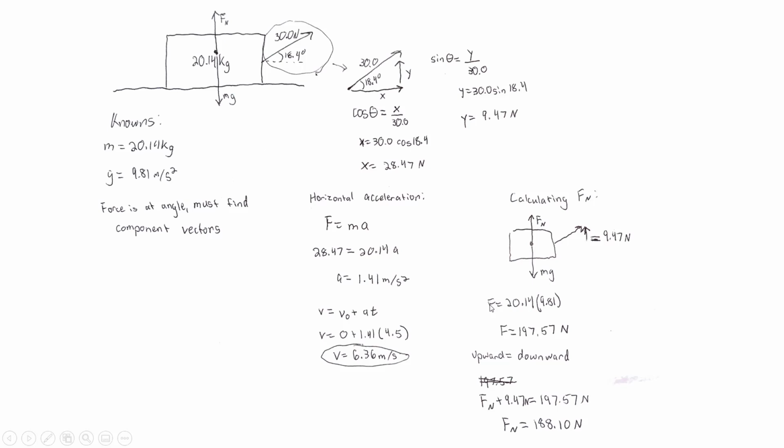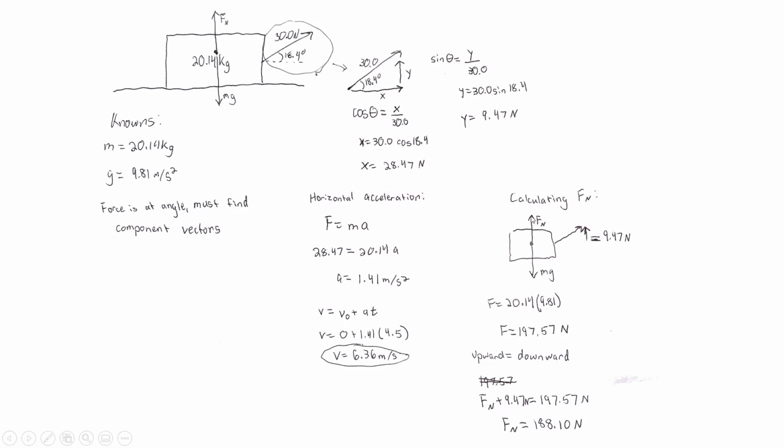Now what we do here is we find that the force due to gravity is 20.14 kilograms times 9.81 meters per second squared. This is our force due to gravity. The up force must be equal to the down force in order for the box to not move. We know that it'll sit at rest. So we have force normal plus this, plus the up force, must be equal to this. So basically our total up force must be equal to our total downward force.